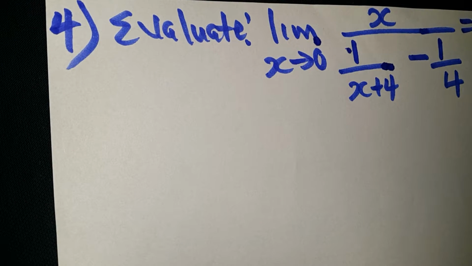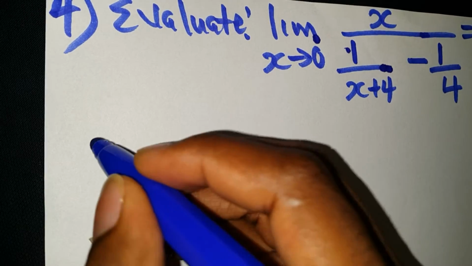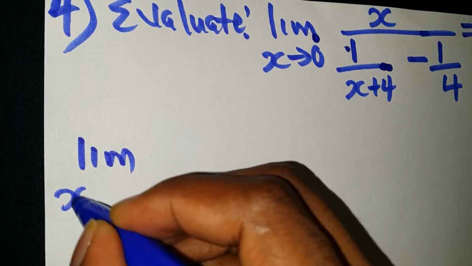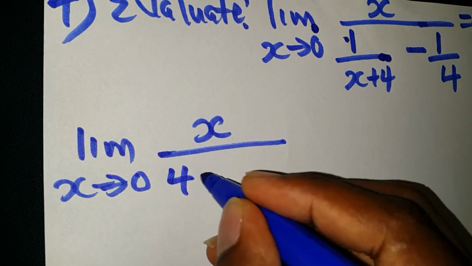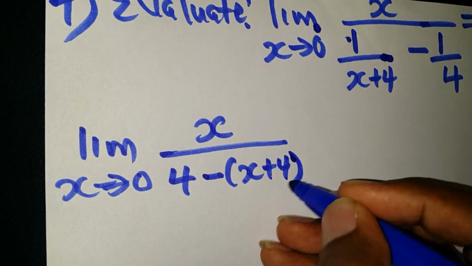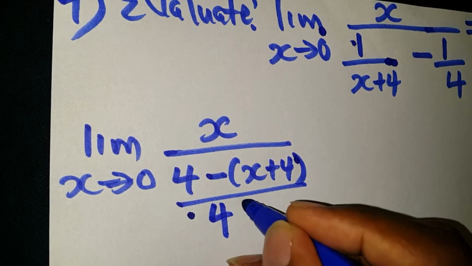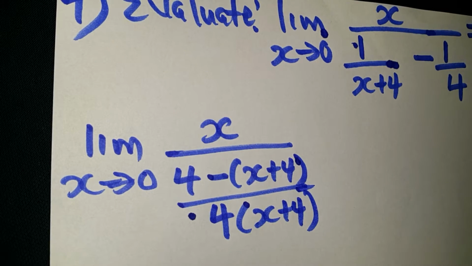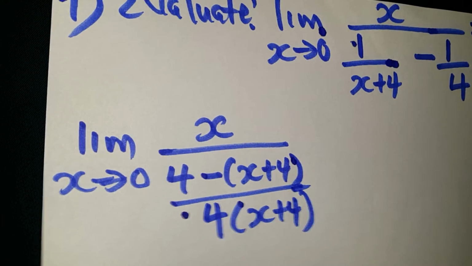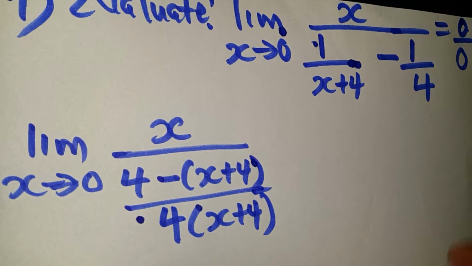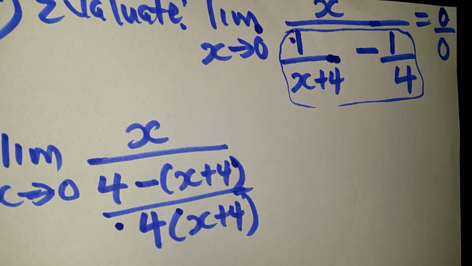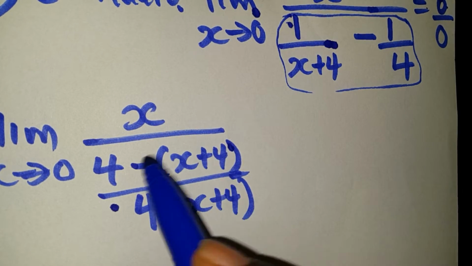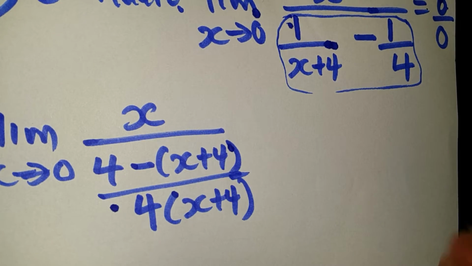So we do the same thing we did in the previous example. We have limit x tends to 0 of x divided by 4 minus (x plus 4), divided by 4 times (x plus 4). So this is what I have so far. I took the LCM of this the way I did in the previous example. If I take the LCM of this, I obtain this here.